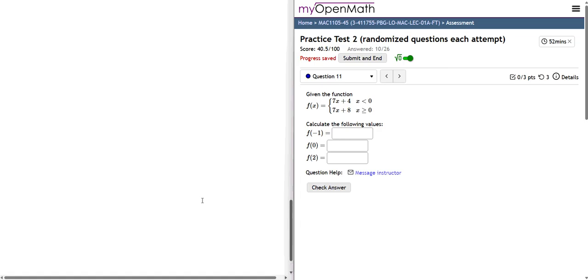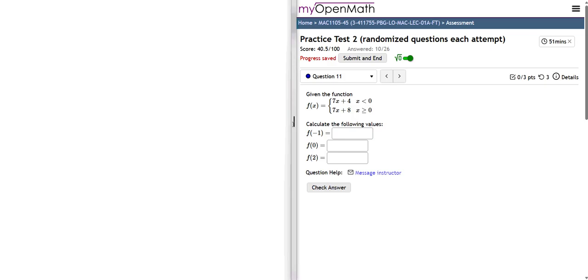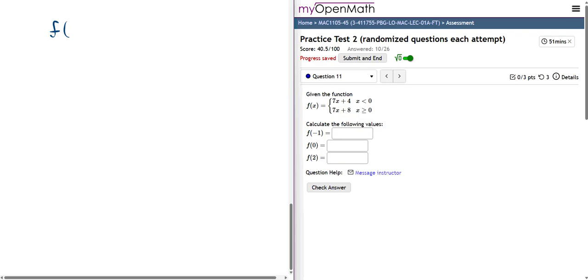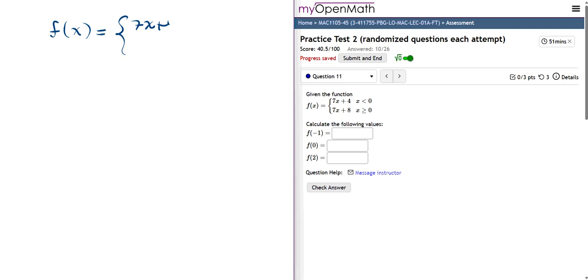Given the function, now we are given a piecewise function, and we are asked to calculate the following values. So first, f of negative 1. So with our piecewise function, which has two pieces, you use 7x plus 4 whenever x is less than 0. In other words, negative x's. Okay, have to go into this piece for calculation. And the other piece is 7 times x plus 8 whenever we have 0 or a positive, right?